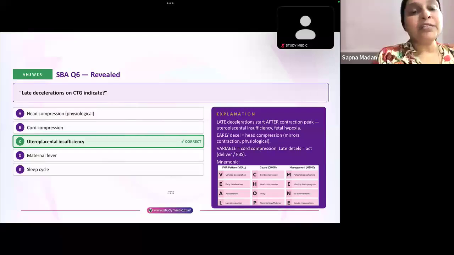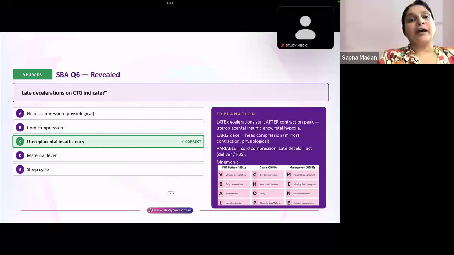Then you have E for early decelerations. The cause is head compression. And how do you manage it? That is identifying the labor progress. If she's in second stage and early decelerations are happening, this is physiological, so you can just overlook it, but watch out. Then you have accelerations, which are okay. So in CHOP, O is okay, and you don't need to do any interventions.